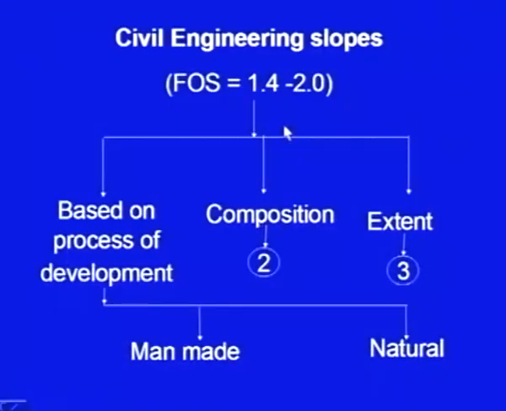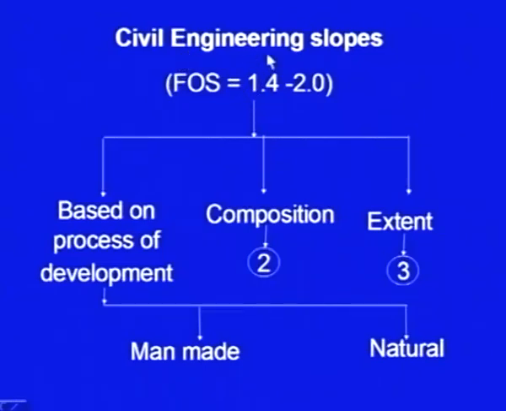Coming to civil engineering slopes, as I told you, the margin we keep very high. So, factor of safety is 1.4 to about 2.0. We shall be discussing what factor of safety is. Presently, you can think that it is a sort of confidence, how much margin for safety we are taking.